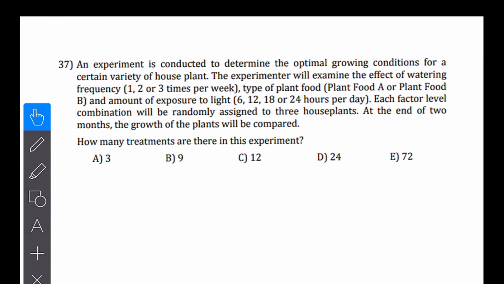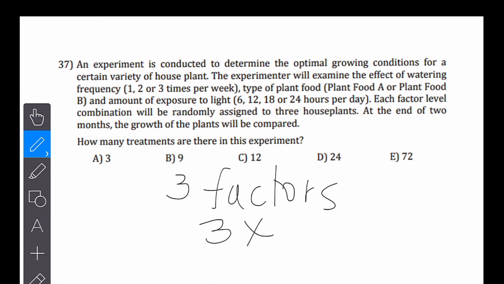Okay, so for this problem, very good. So this problem has 3 factors: the frequency of watering, the type of plant food, and the exposure to light. And we're going to combine all the possible factor levels. To do that, there are 3 levels here times 2 levels here times 4 levels here. So the answer is 3 times 2 times 4. So the answer is 24.